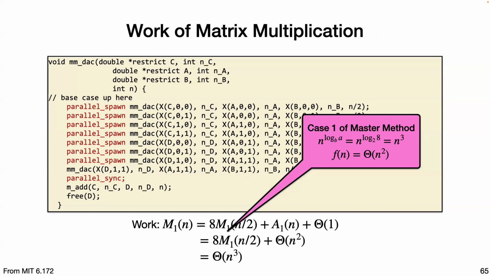And using the master theorem, we compare, so a is 8, b is 2, and f of n is n squared. And so in the master theorem, we compare n to the power log base b of a with f of n. Because this thing, n to the log base b of a, is the number of leaves at the bottom of this recursion tree. And there are n cubed of them, which is asymptotically bigger than n squared. So this is case 1, which is geometrically increasing, so the solution is n cubed.